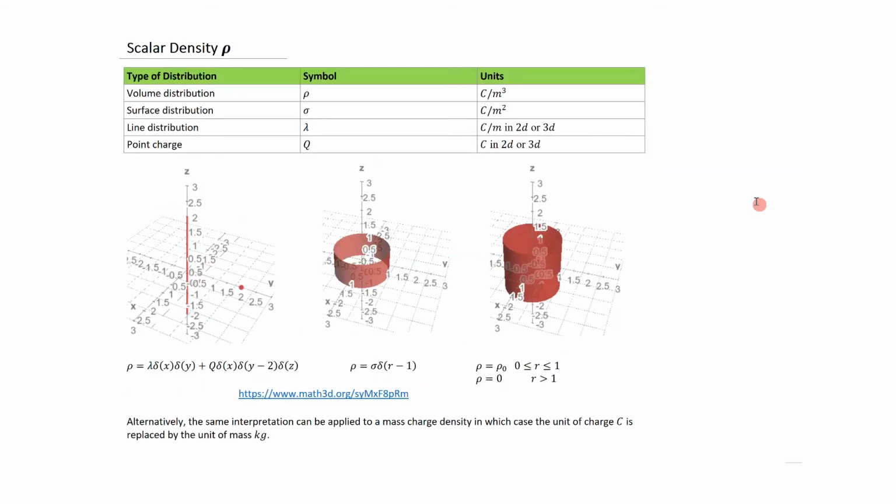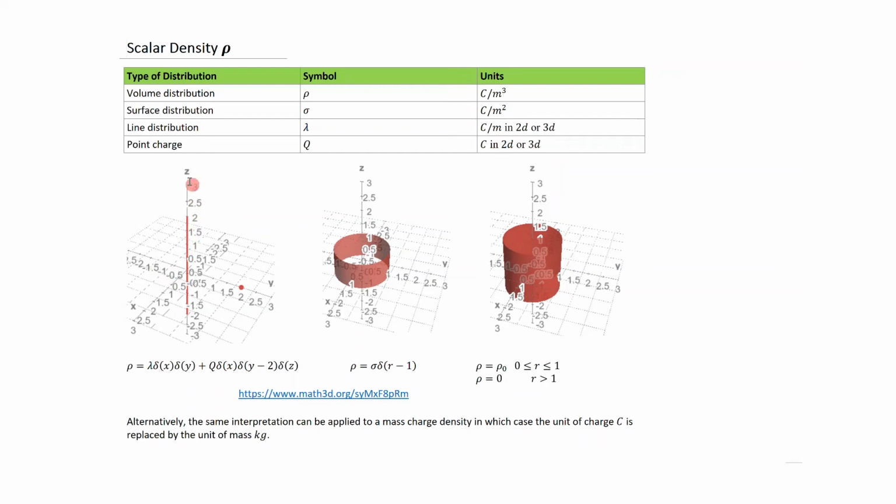All right, so let's look at some examples in terms of how you would write out the charge density for a number of examples. If we have a volume distribution, then we use the symbol rho, and units are coulombs per cubic meter. The surface distribution, we're going to use the symbol sigma. That's coulombs per meter squared units. Line distribution, we're going to use the symbol lambda. Units are coulombs per meter in either 2D or 3D. And a point charge will have the symbol Q and has units of coulombs in 2D or 3D.